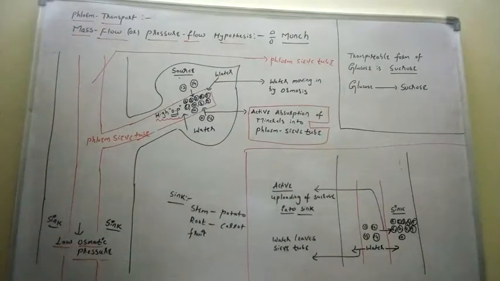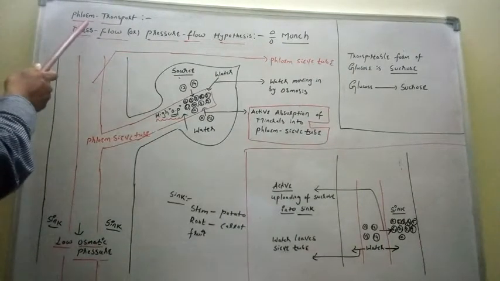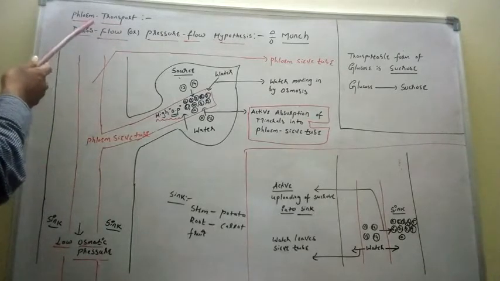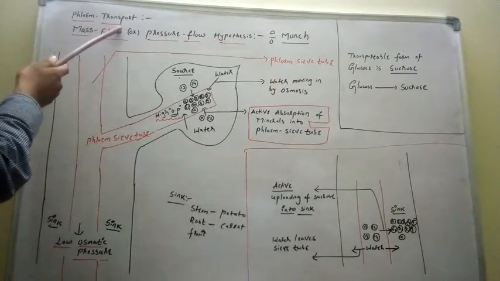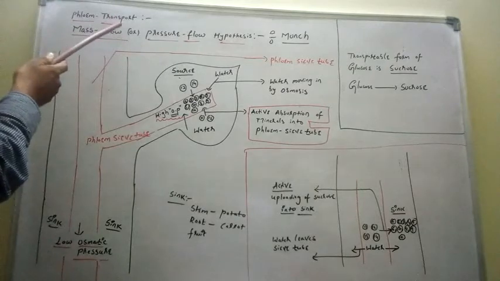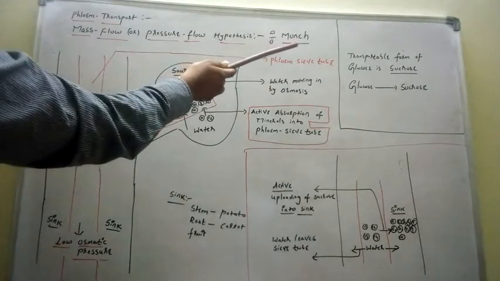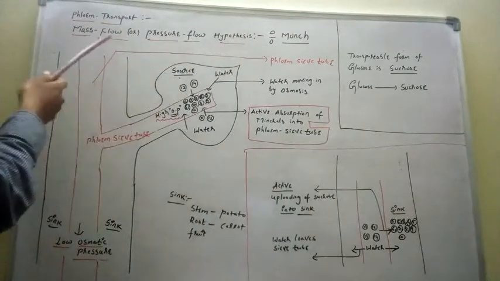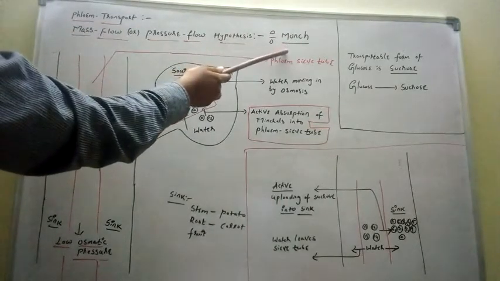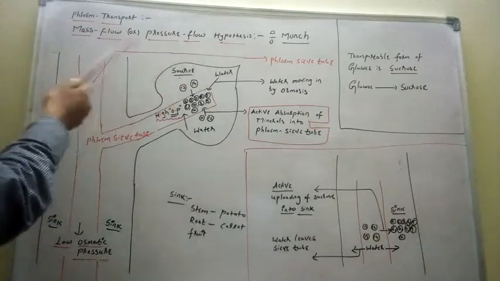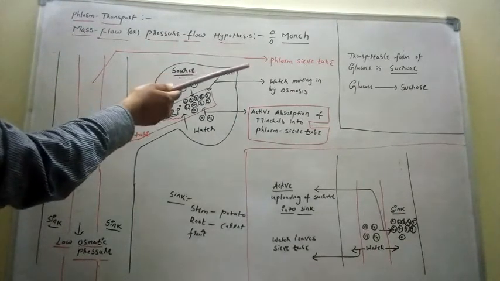Hello students, everybody. The next concept is phloem transport. The transport of food materials takes place through phloem, called phloem transport. The transportation of food through phloem is explained by Munch. The hypothesis is called the Munch hypothesis. This Munch hypothesis is also called the mass flow hypothesis or pressure flow hypothesis.